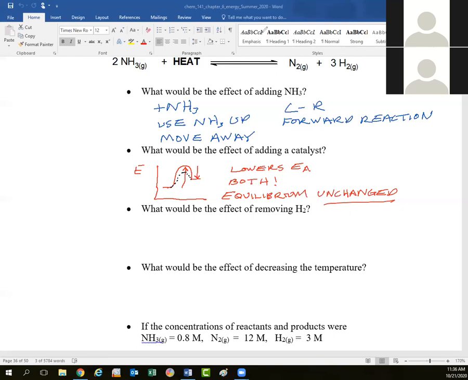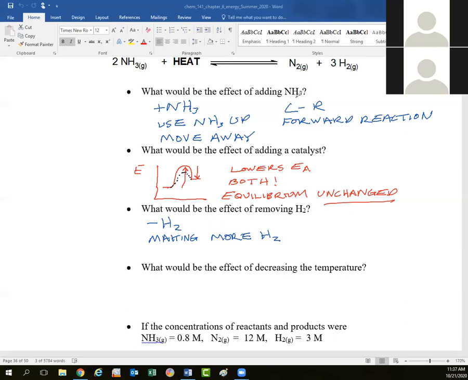Let's see, next one. And so next one is, what would be the effect of removing hydrogen? So now we're removing a chemical, and so we don't have enough of that chemical. And so the system has to compensate when a chemical is removed by making more. This is what Le Chatelier's principle is telling us, how the system compensates for the disturbance. So when hydrogen is physically removed, the system needs to make more hydrogen to cope.